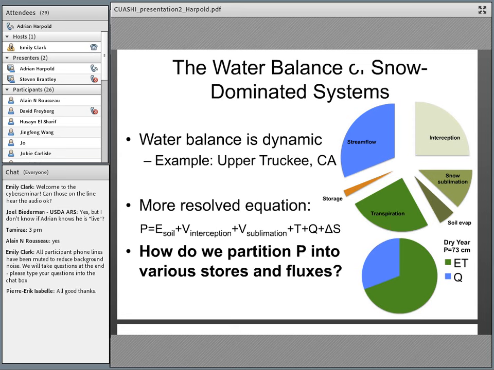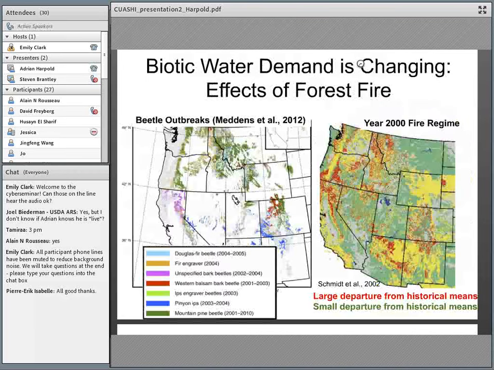So the case I'm making today is that if we want to understand environmental change in these systems, we really need to be able to understand how water gets partitioned into these different stores, how sensitive they are to climate, and how sensitive they are to physical changes in the system. And that's really important because there's several different vectors of environmental change in these systems. One that I'll focus on quite a bit later in the talk is beetle outbreaks.